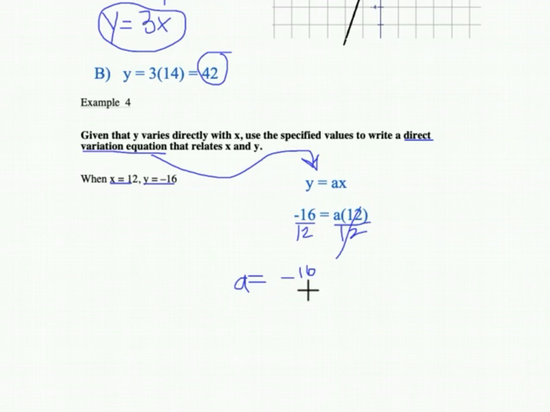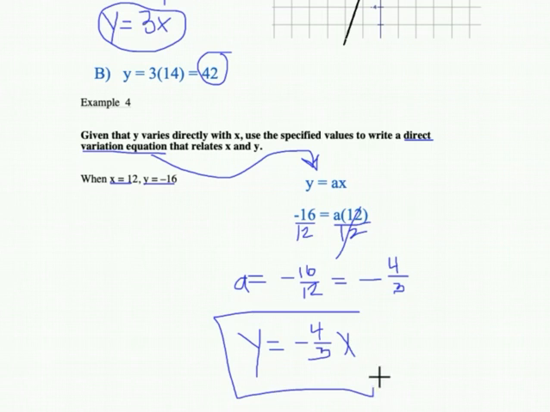Both 16 and 12 are divisible by 4. So I'm going to divide them both by 4, and I have a negative divided by a positive, so I know that my value of a will be negative. Divide 16 by 4 and I get 4. Divide 12 by 4 and I get 3. So my value of a is negative 4/3. So my equation then becomes y equals negative 4 over 3 times x, because a is negative 4/3.